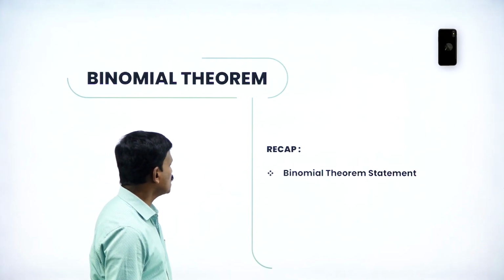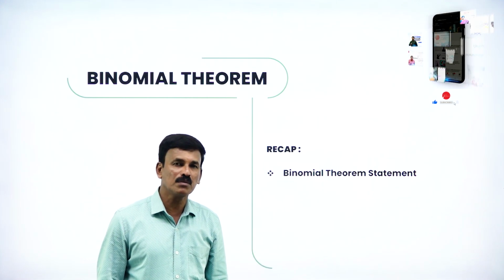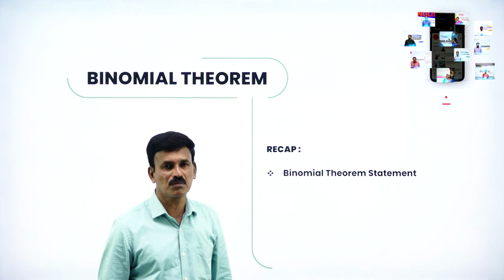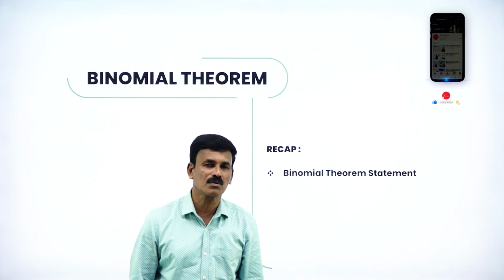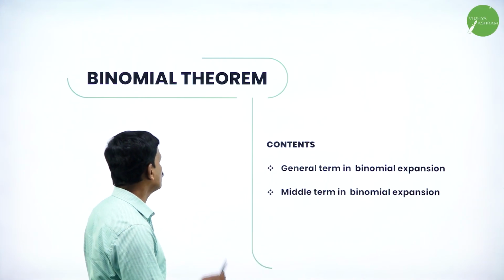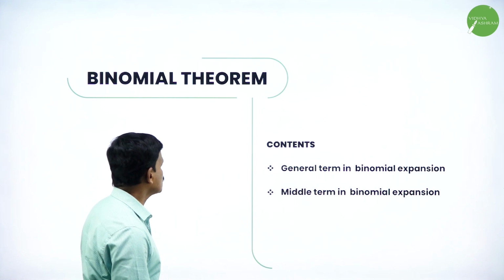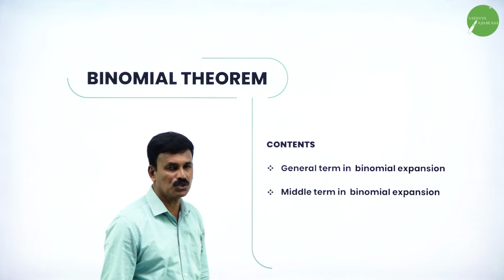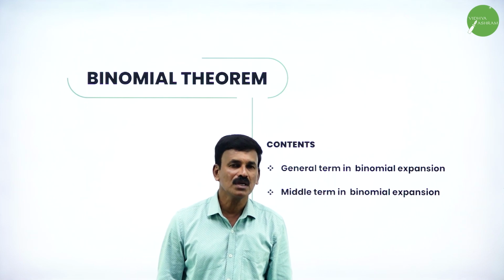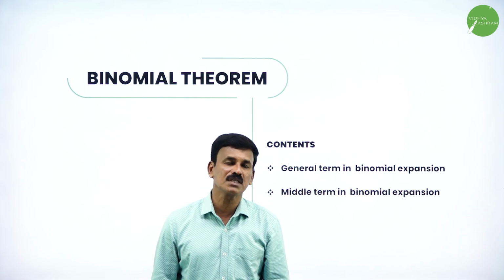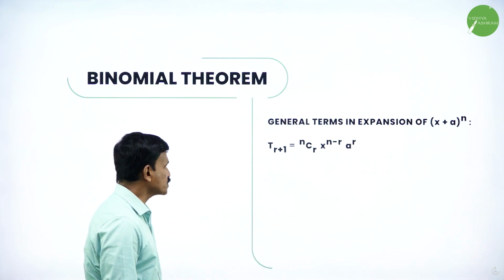In my previous class we discussed the statement of the binomial theorem, the problems based on expansion using the binomial theorem, and one of the applications of the binomial theorem also. In this session I am going to discuss the general term in the binomial expansion, that is the nth term, as well as the middle term in the binomial expansion. So how to find the nth term or general term in the expansion, and also how to find the middle term in the expansion of the given problem. Now let us move on to the first, the general term.